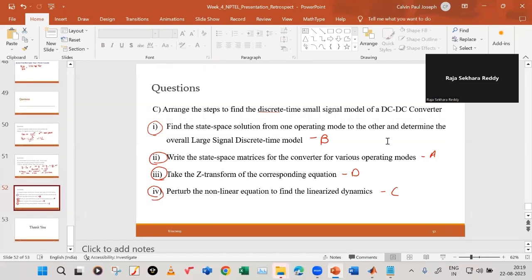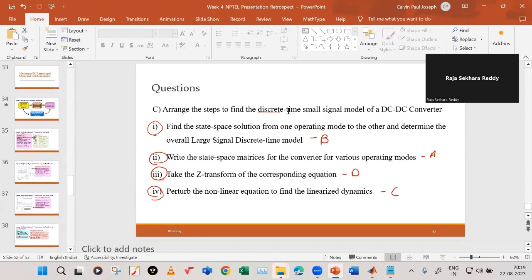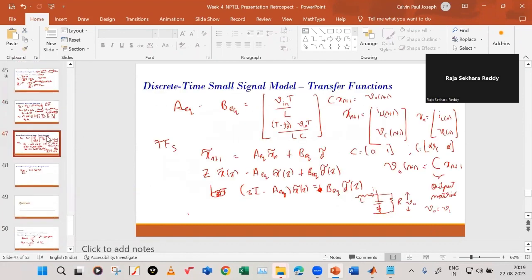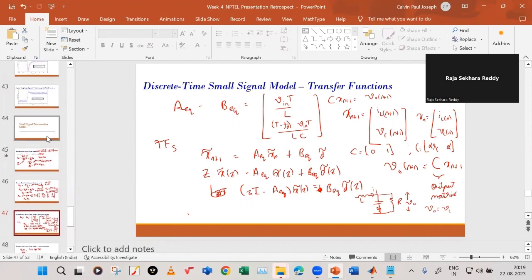Yes, sir. Okay. Yeah, so this is very, very mathematical. It takes lots of time. But these are the sort of questions which come in the exam.